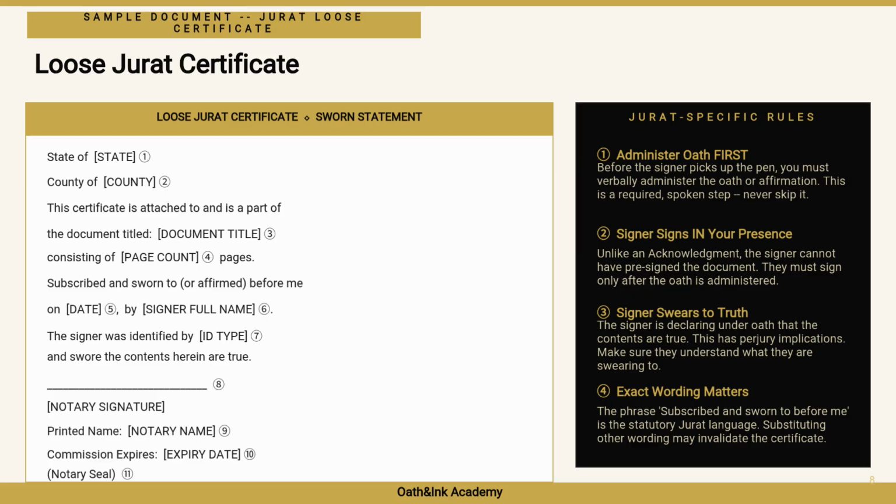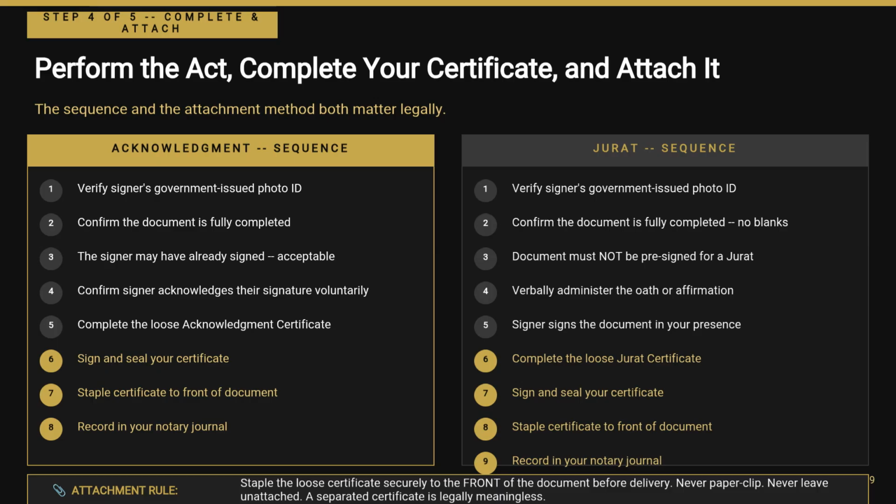Just remember that a jurat carries perjury implications. The signer is swearing to the truth of the content under penalty of law. Make sure they understand that before they sign. Your loose certificate documents that this oath was properly administered. Step 4. Completing the notarial act and properly attaching the loose certificate to the document. And here I want you to pay careful attention to the sequence, because for acknowledgments and jurats, the order of operations is slightly different.